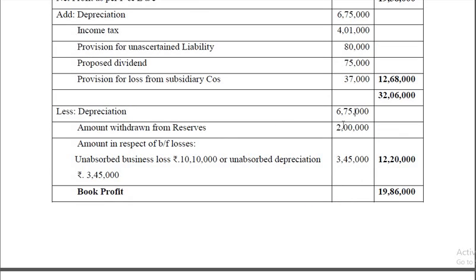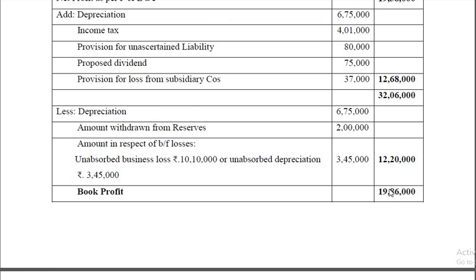Then the amount withdrawn from reserve is not allowed in both the computation of business income as well as book profit, so it should be deducted. Then brought forward business loss or unabsorbed depreciation for accounting purpose, whichever is less of the two. This one is less, 3,45,000, so that should be taken. So the total of these things is 12,20,000. So the net value is 19,86,000. So this is book profit. So total income is nil.